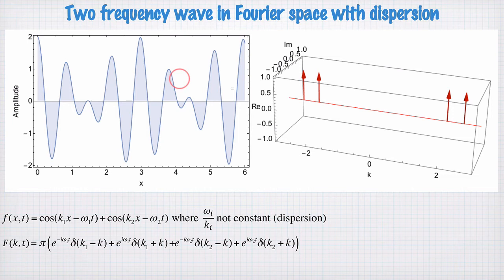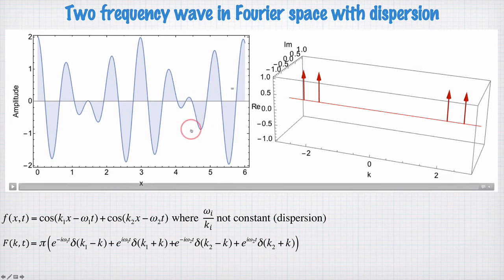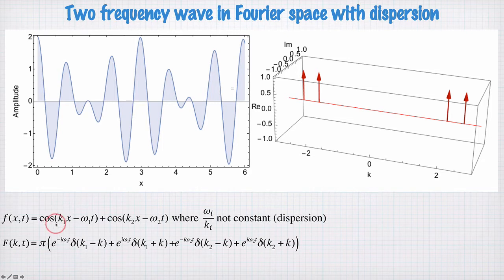So now we get to the good bit where we can add dispersion to our system. We'll start with a wave with just two frequencies, so we have the cosine with k1 omega 1 and cosine with k2 omega 2 again. But now the ratio of omega and k is not the same across these two frequencies, and that's because we have dispersion.